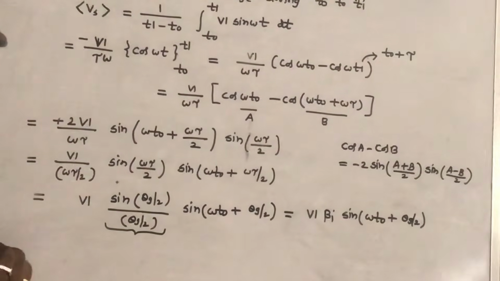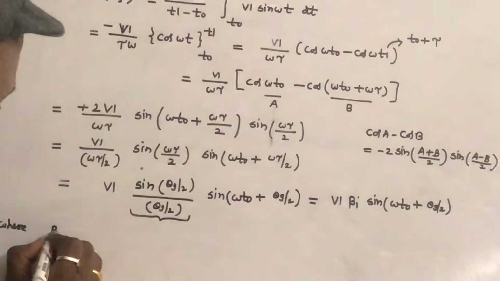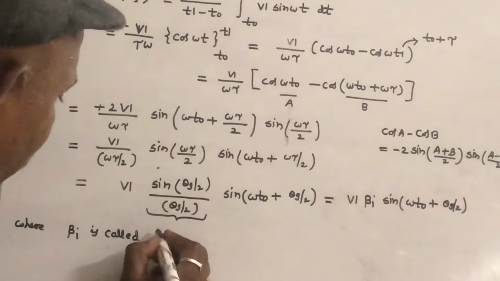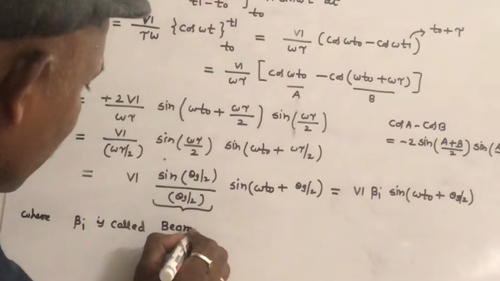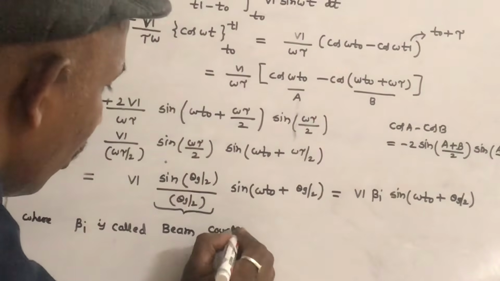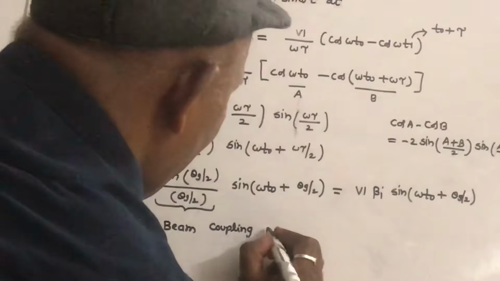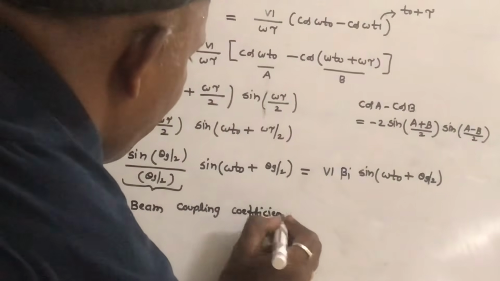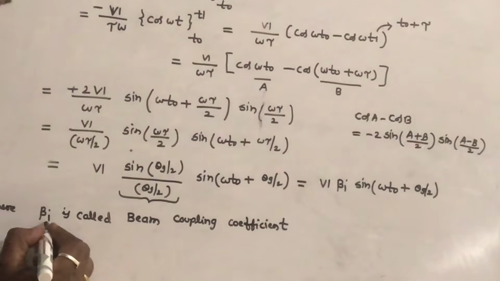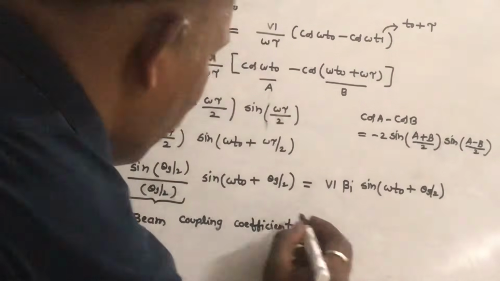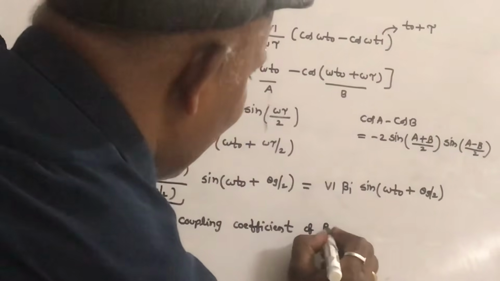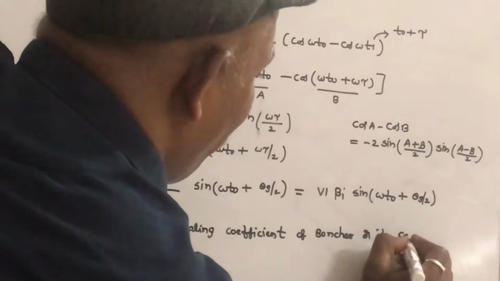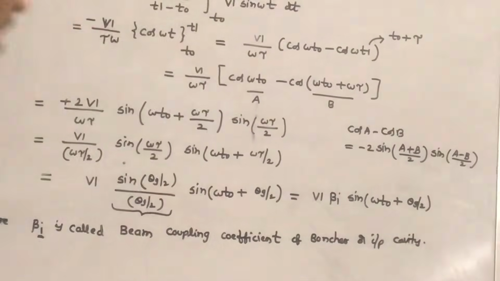Where beta I is a very important term, called the beam coupling coefficient of the Buncher cavity. Remember that, or input cavity. I stands for input cavity. Beam coupling coefficient of Buncher or input cavity. This formula is very important while solving the problems.